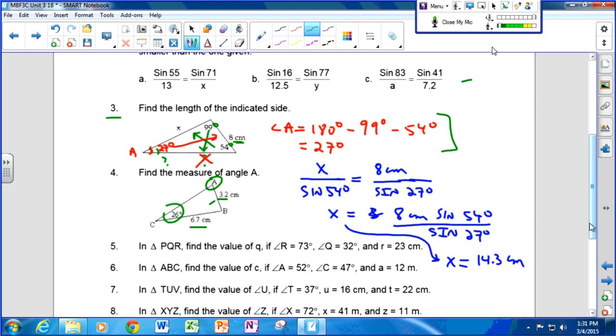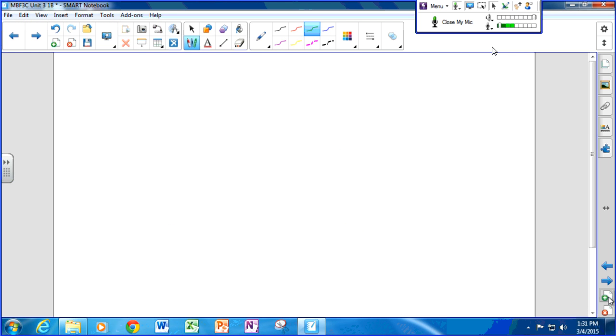I'm just going to make a new page here. Okay, so you can keep working on this. This is a support question. This is support question 4, page 24.